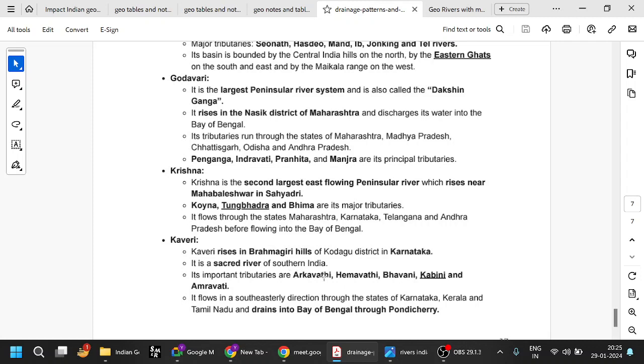It's a sacred river. Arkavati, Hemavati, Bhavani, Kabini, Amravati. Keep in mind there are multiple Amravatis. One Amravati is there in Maharashtra, I think, and we have Andhra's to-be capital Amravati. And in the Kaveri also there is a tributary Amravati, which drains into the Bay of Bengal through Pondicherry.